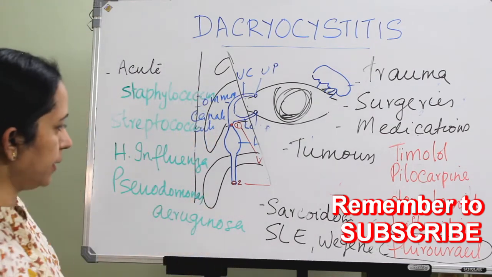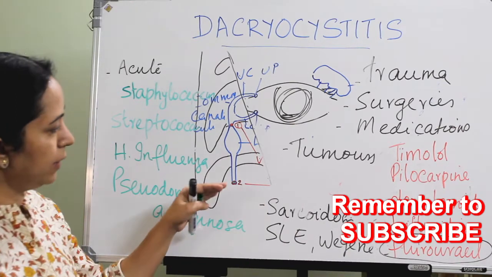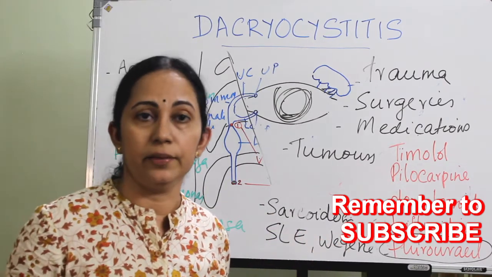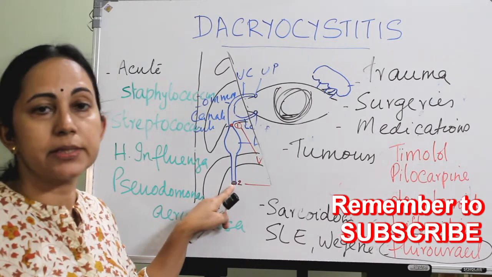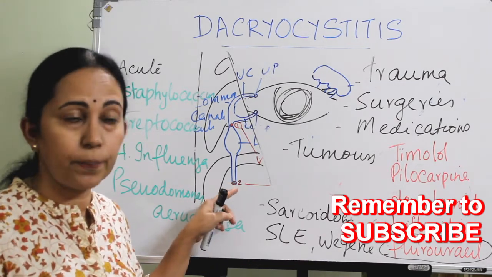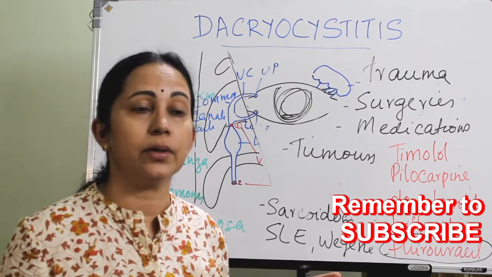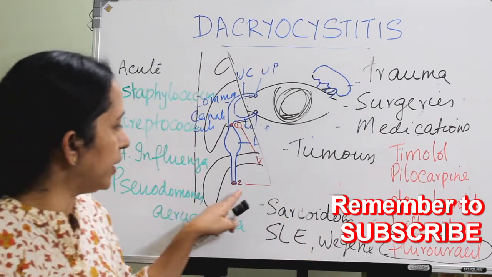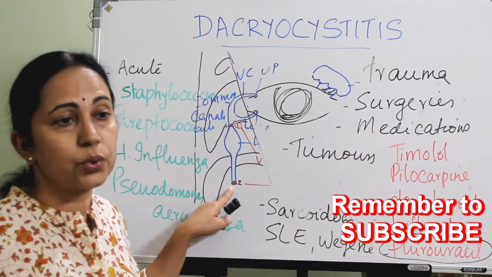So there is a membranous septum at the level of the valve of Hasner before delivery. After delivery, usually this membranous septum dissolves or opens, and all this amniotic fluid will get drained out from the lacrimal apparatus or from the lacrimal sac. When this membranous septum persists, what will happen?